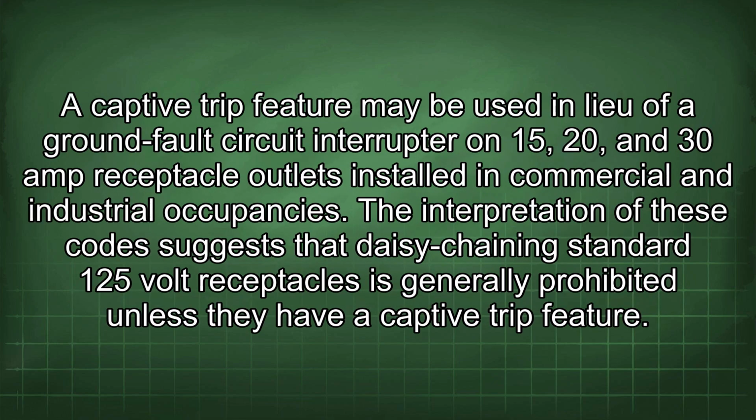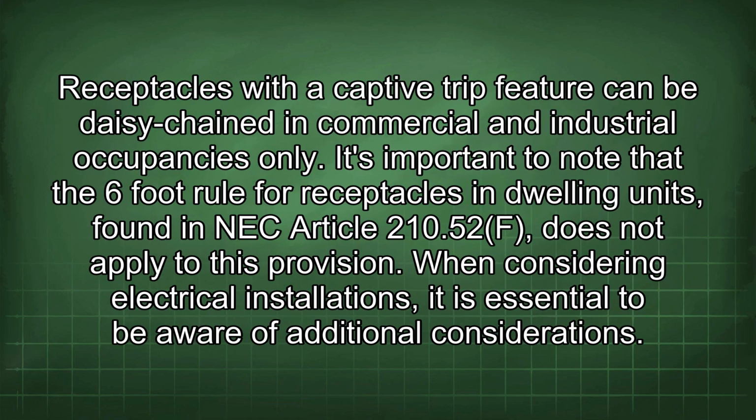A captive trip feature may be used in lieu of a ground fault circuit interrupter on 15, 20, and 30 amp receptacle outlets installed in commercial and industrial occupancies. The interpretation of these codes suggests that daisy chaining standard 125 volt receptacles is generally prohibited unless they have a captive trip feature. Receptacles with a captive trip feature can be daisy chained in commercial and industrial occupancies only.